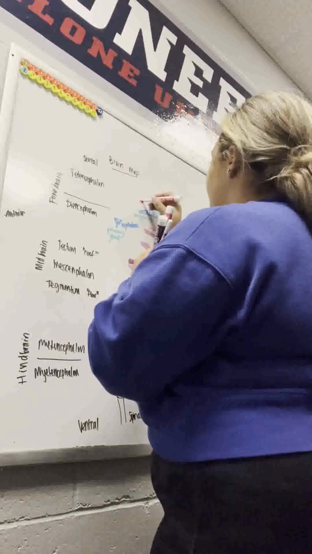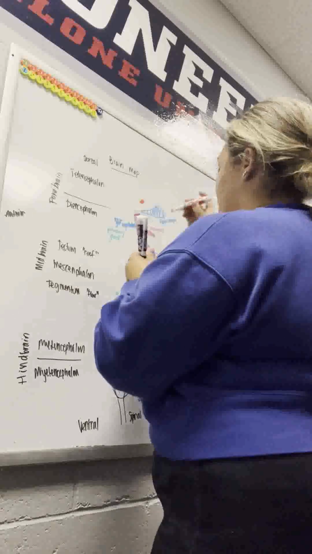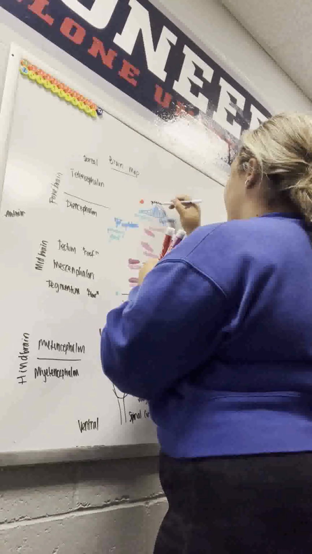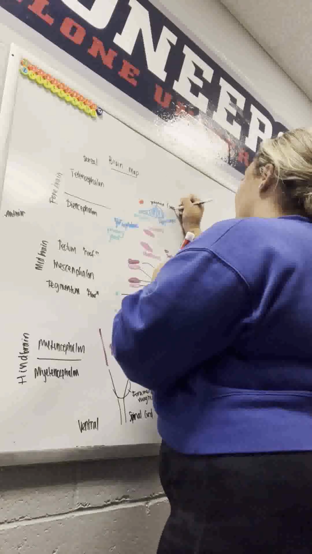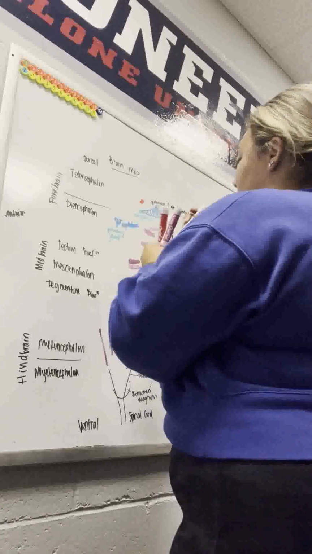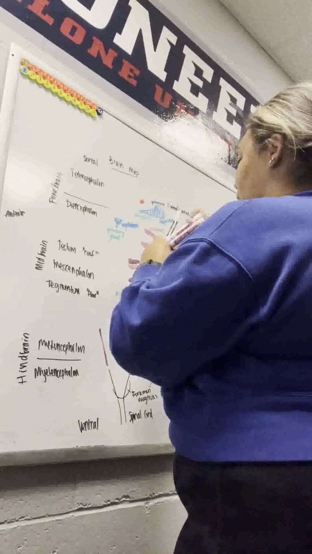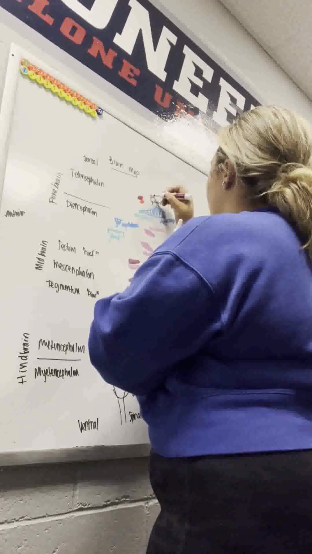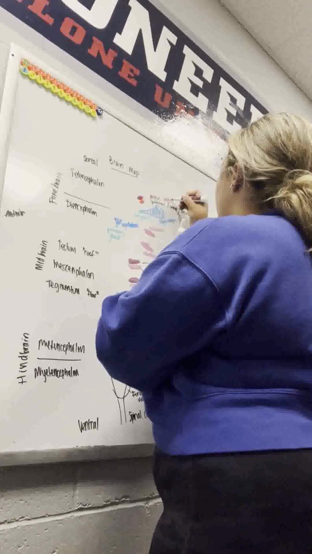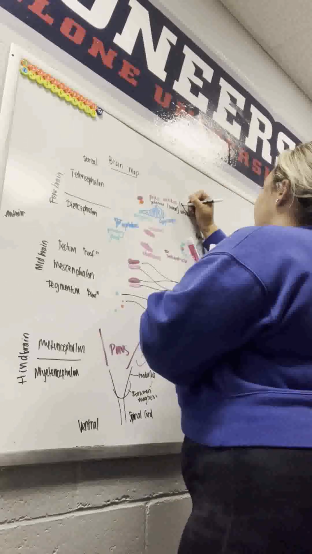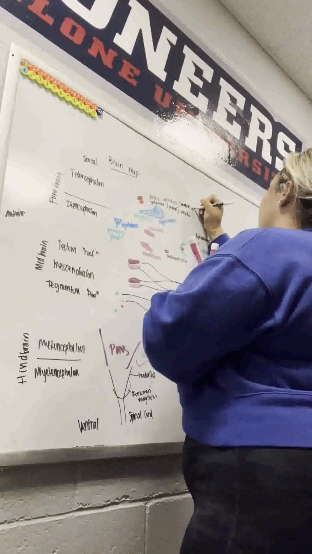And then we have the putamen, and that is on the lateral side or the outside. And then we have the globus pallidus, which is on the medial or the inside.